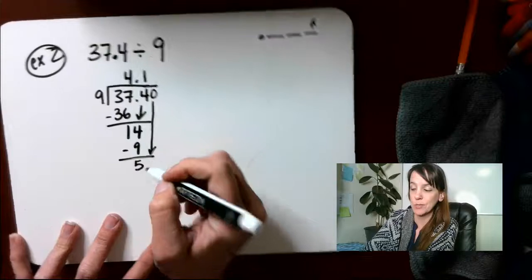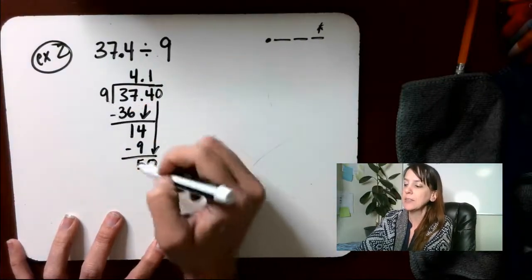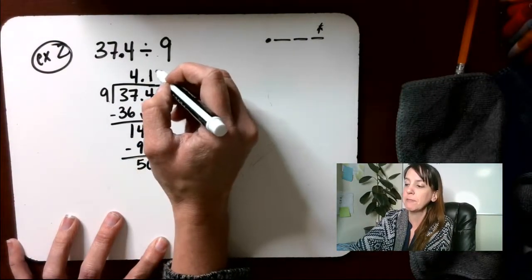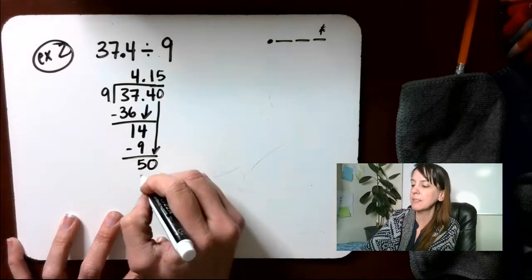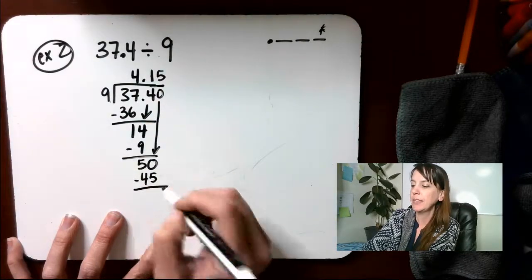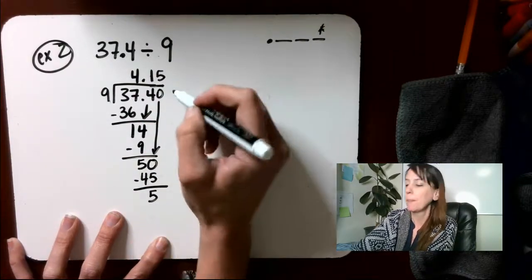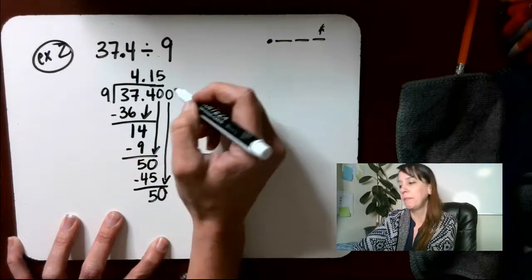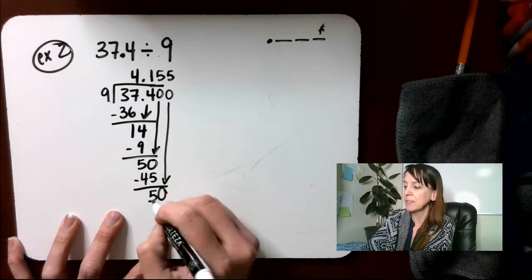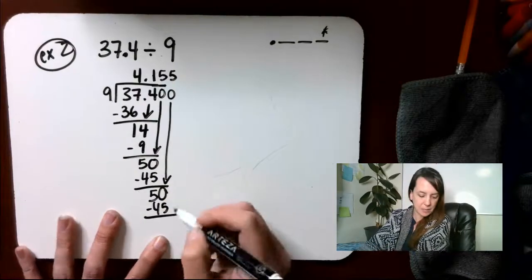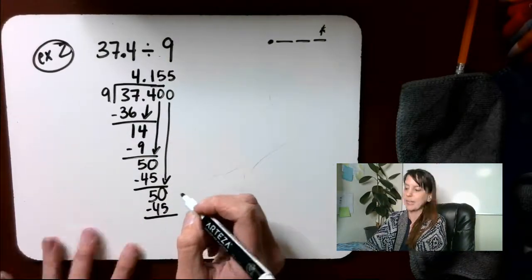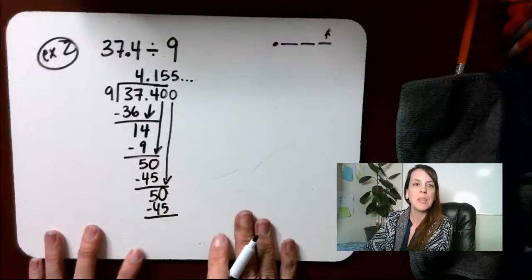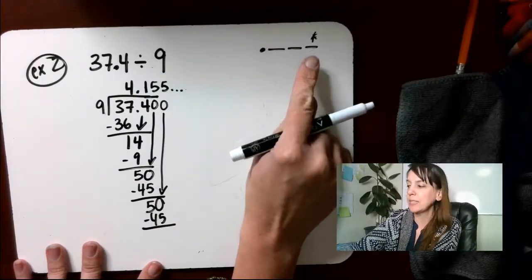I'm allowed to add zeros all the way as I want. 9 goes into 55 times. 5 times 9 is 45. Minus, we get 5. Bring down another 0. 9 goes into 50. 5 times 9 is 45. And you'll see that we keep going on and on and on with this guy. So the way that we need to write this is to the 3rd decimal place.